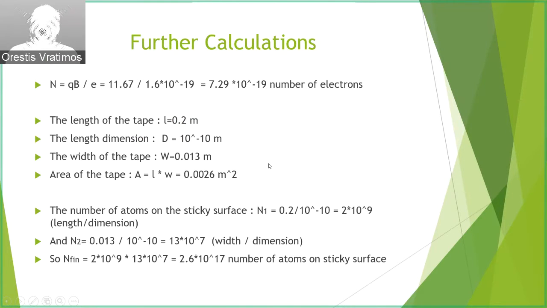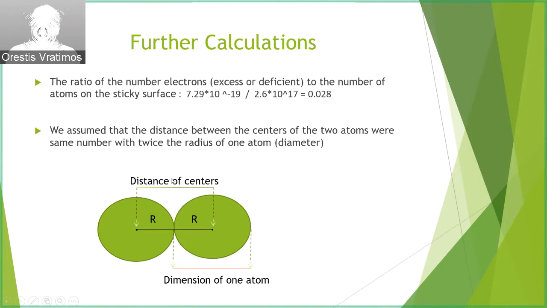To explain this better, I made this shape. We see here the two atoms, the distance between their centers, and the dimension of one atom. We assume that the distance between the centers of the two atoms is the same as twice the radius of one atom, which of course is the diameter. And we also found the ratio of the number of electrons to the number of atoms on the sticky surface, and we got the number 0.28.